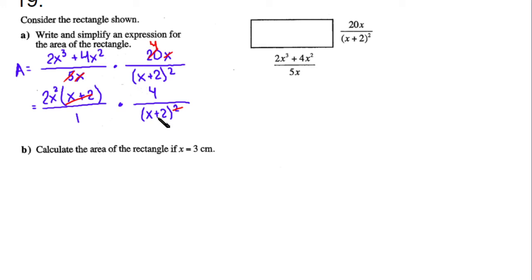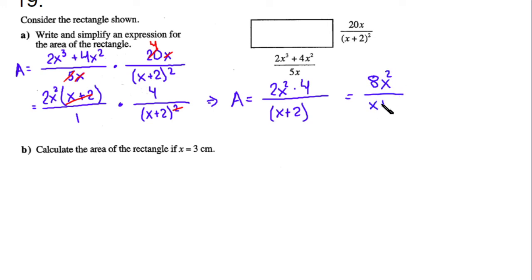All right? So let's rewrite and see what we have left now. Our expression for the area is now left with 2x squared times 4, and in the denominator we have x plus 2. 4 times 2 is 8, so 8x squared over x plus 2.